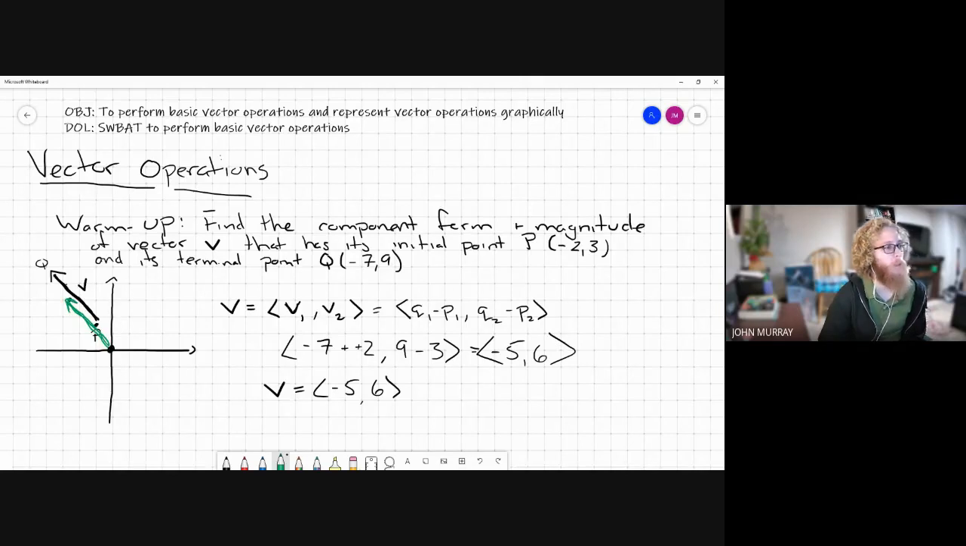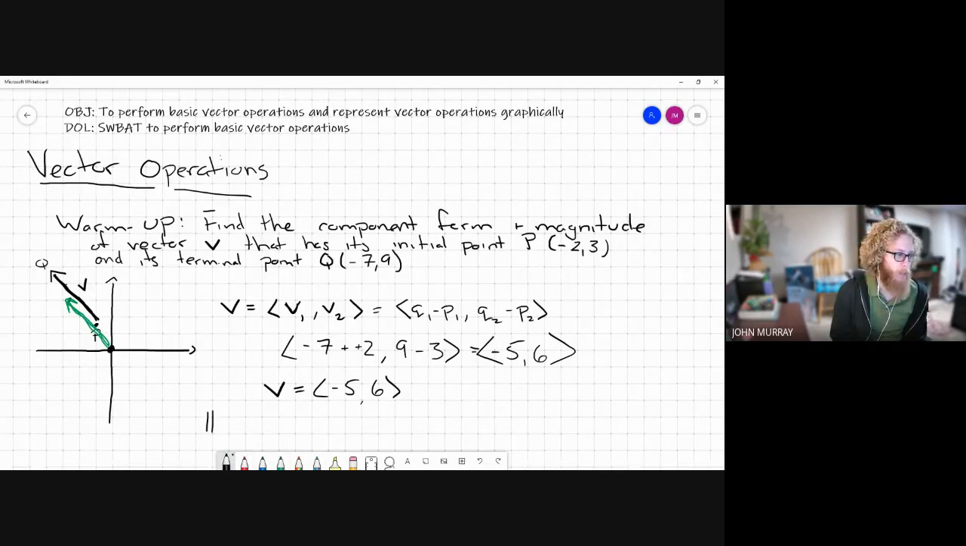All right, so there is our component form. Again, I might have mentioned this last week. It's kind of like our translation when you're talking about geometry and transformations. All I'm doing is shifting this line. It's not changing its size. It's not changing the direction it's pointing in. I'm just moving it so that the initial point starts at the origin.